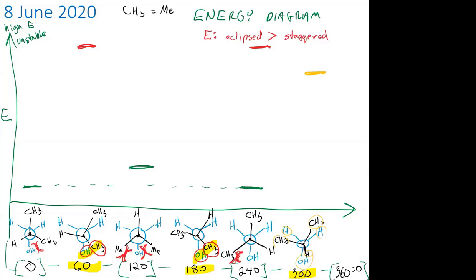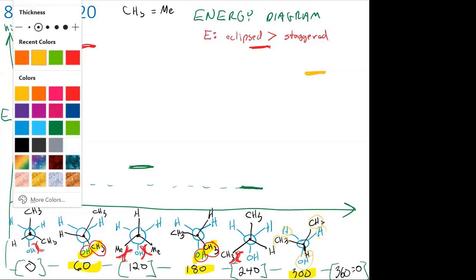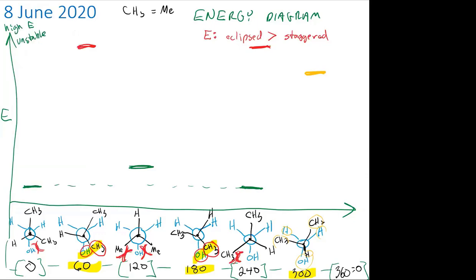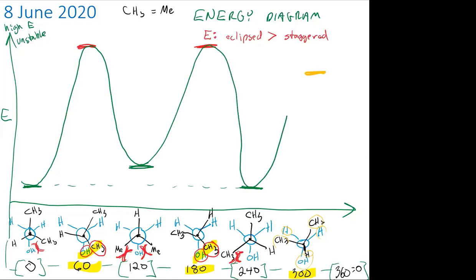And then if we want to complete the picture, all we need to do is draw a line connecting a nice flowing curve that goes from 0 to 60 to 120. Oops, I put 180 right above 240, my bad. To 180, to 240, to 300, and we could even come back, if we wanted to come full circle, back to 360. So that would be our energy diagram.